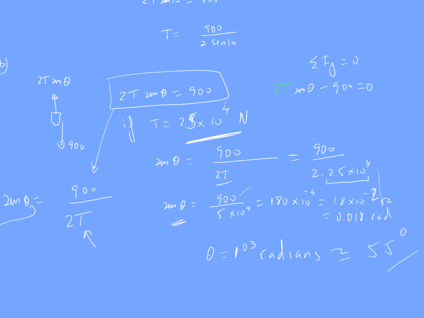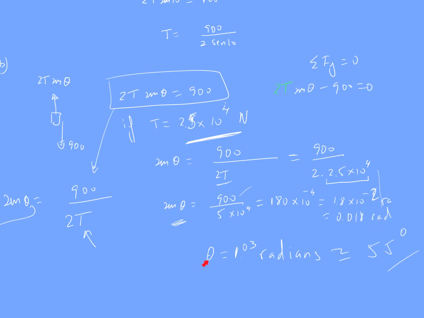It says the breaking tension to break the rope, so you must not exceed more than this angle. Which angle is this one? Well, this is what we are going to find, the angle. So sine of theta is 900 divided by 2T, and the maximum T is 2.5 times 10 to the 4. So 900 divided by 5 is 180, and the 10 to the 4 will appear as 10 to the minus 4, and this will be 0.018. So sine of theta is 0.018.